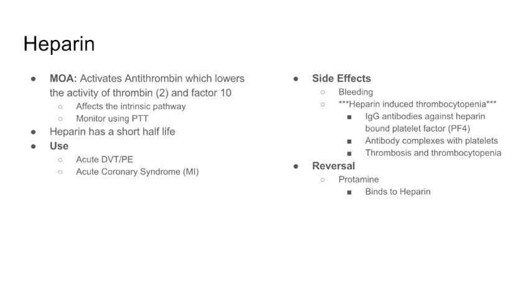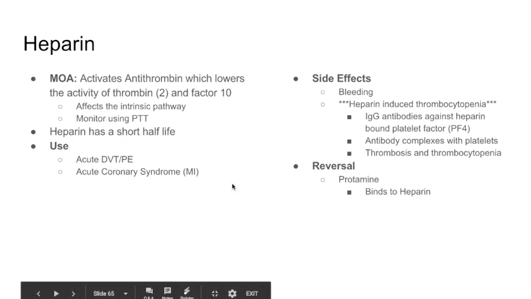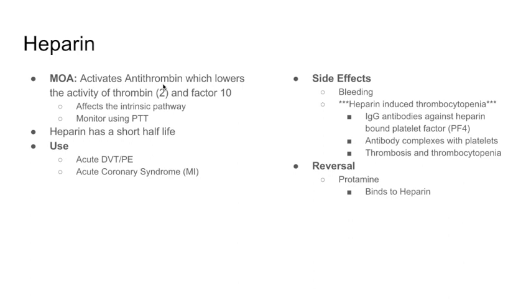The next agent after warfarin is heparin. Heparin is a naturally occurring protein in your body. The mechanism of the synthetic heparin is that it activates antithrombin. Antithrombin binds to thrombin and lowers its activity, and thrombin is factor 2. It also goes after factor 10. So heparin goes after factor 10 and factor 2. It affects the intrinsic pathway, and monitoring is done using the PTT. Heparin has a very short half-life, and it's used as an IV medication.